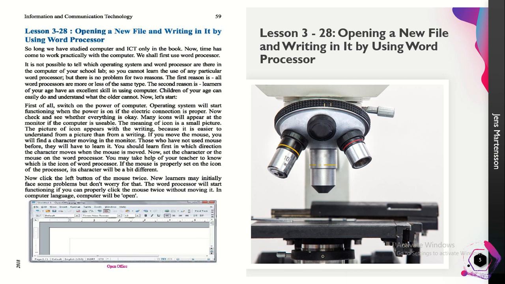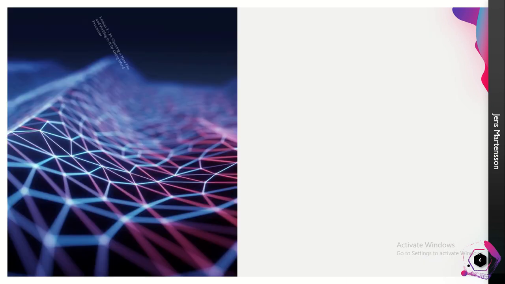Now click the left button of the mouse twice. New learners may initially face some problems, but don't worry about that. The word processor will start functioning if you can properly click the mouse twice without moving it. In computer language, we say the program will open. So dear students, if you click the icon twice together, it will start opening. So let's come to the next page.